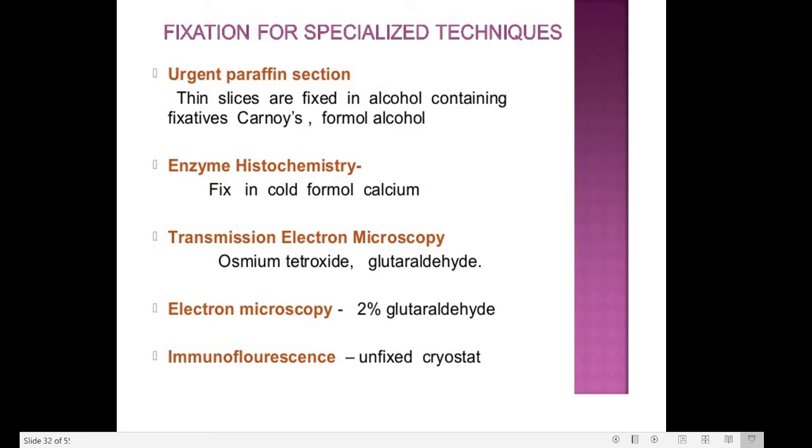Heat, we do heat fixation for the microbe. Another is paraffin section and fixation, that is addition of the formal alcohol. For enzyme histochemistry, we need to add cold formal calcium. For TEM analysis, we need to add osmium tetroxide and glutaraldehyde. For electron microscopy, we need to add 2% glutaraldehyde. And for immunofluorescence, we need to add cryostats.